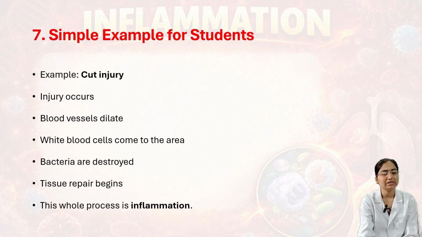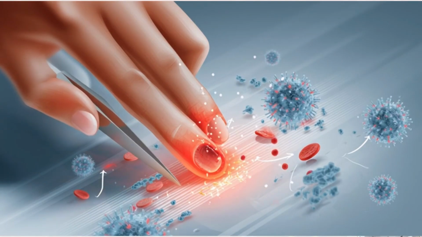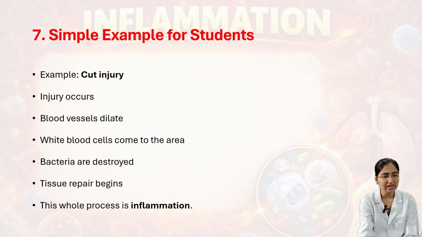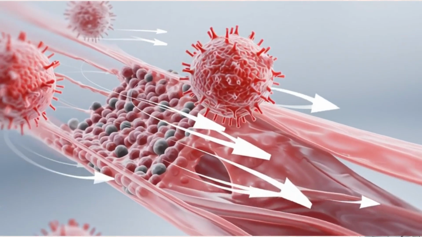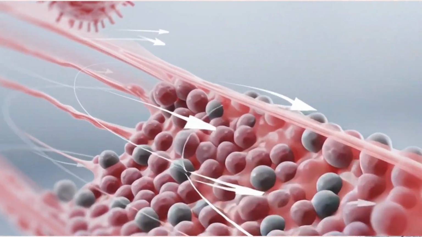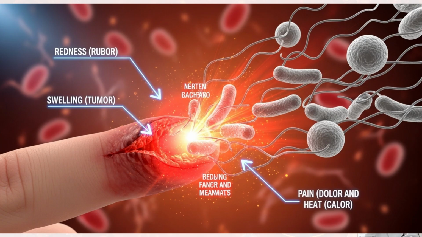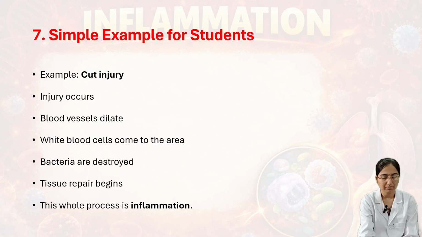We'll take one simple example for understanding purpose. Take a cut injury. Here injury occurs. After that, blood vessels get dilated. Vasodilation we can see. And after that, WBC comes to the area. And then bacteria are destroyed. And then tissue repair begins. This whole process is nothing but inflammation. I hope this is very simple.